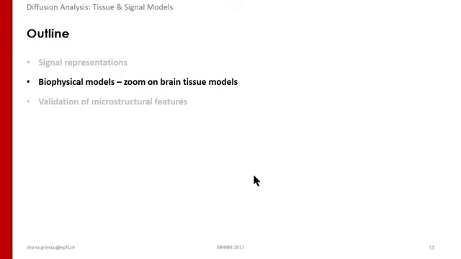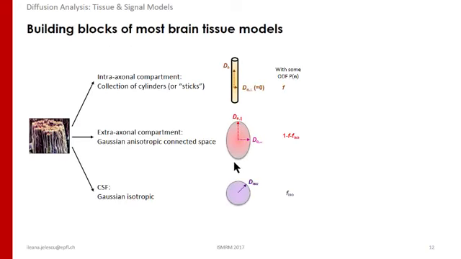So this was really the motivation behind biophysical modeling: trying to disentangle between these effects in your diffusion signal. So now I'll move on to biophysical models, and I will just discuss brain tissue models and the long time limit, because I don't have time to cover everything. But essentially, these are the building blocks of most brain tissue models.